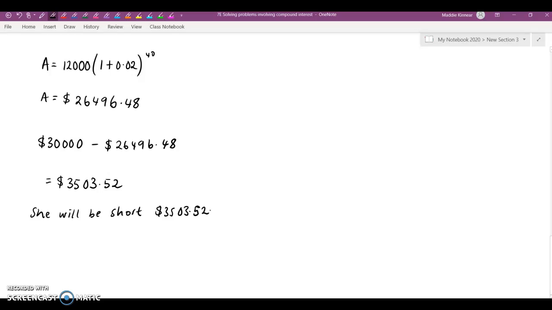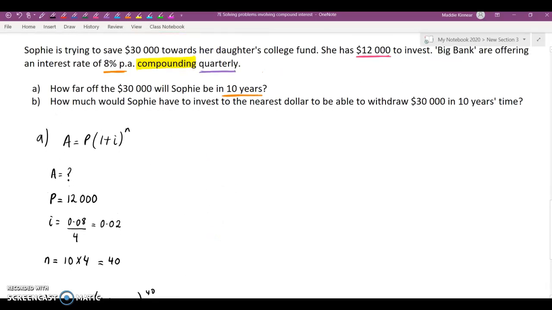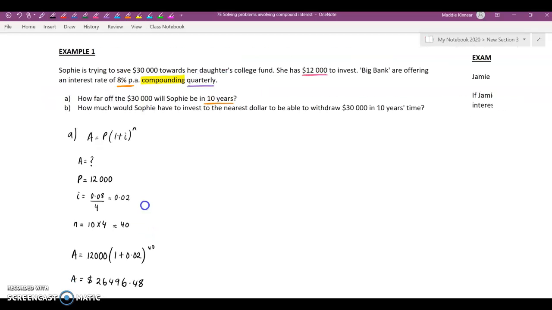Okay, the next part of the question says, we know how far short she'll be. We then get asked how much would Sophie have to invest, to the nearest dollar, to be able to withdraw 30,000 in 10 years time. So what we're saying is, she's clearly not investing enough. What would she actually need to invest in order to figure this out?